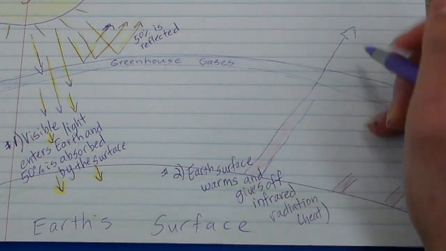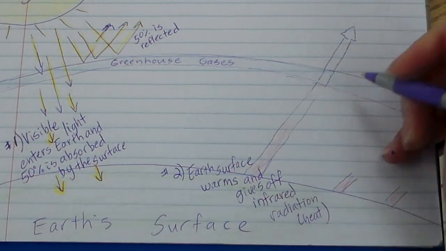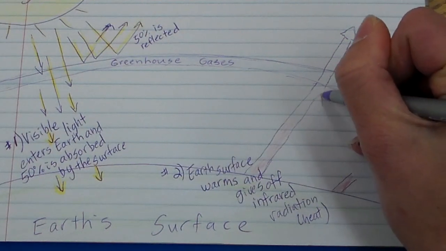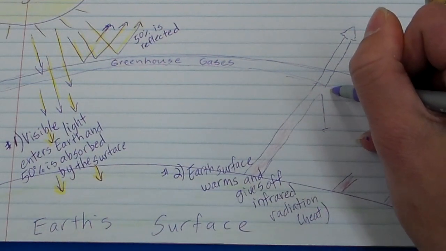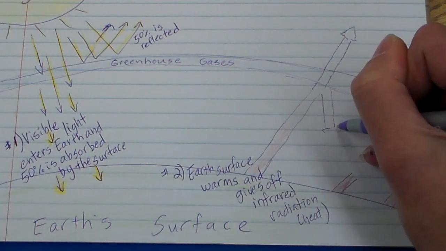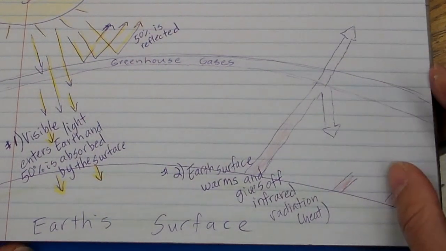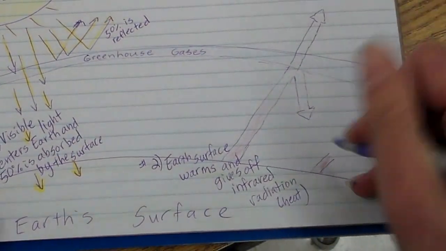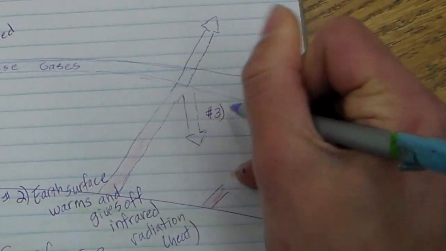It'll leave our planet, but there is some of that that is going to hit the atmosphere and go back down to the surface. It's going to get reflected. So I'm going to draw my arrow here going back down. Some of it goes out, but some of it will go back down. And this is what's going to keep Earth warm. So I'm going to write this here as number 3, and then I'll finish drawing in the rest of my arrows.